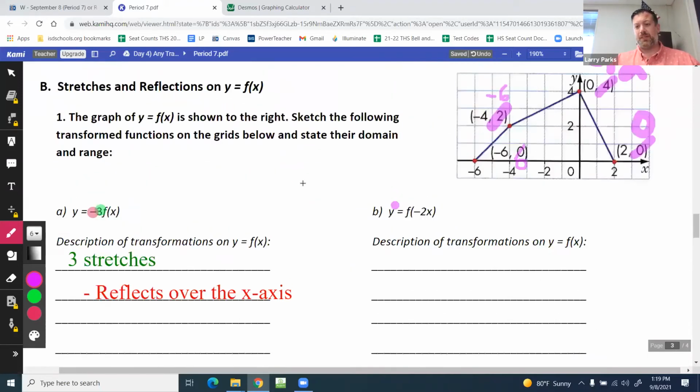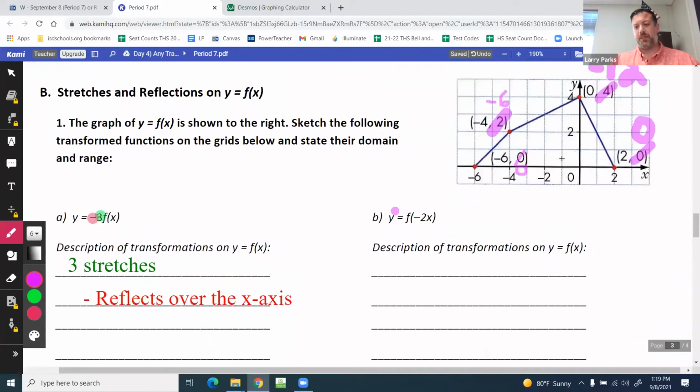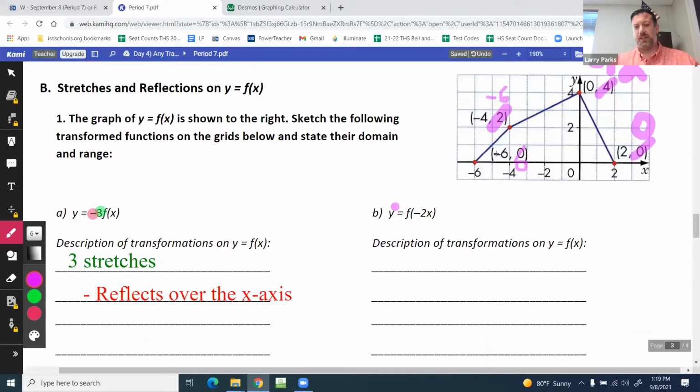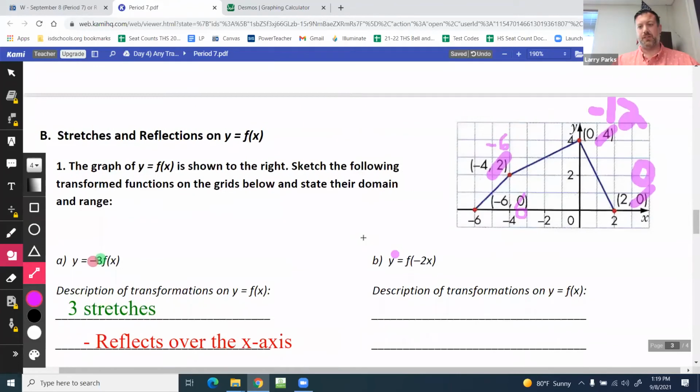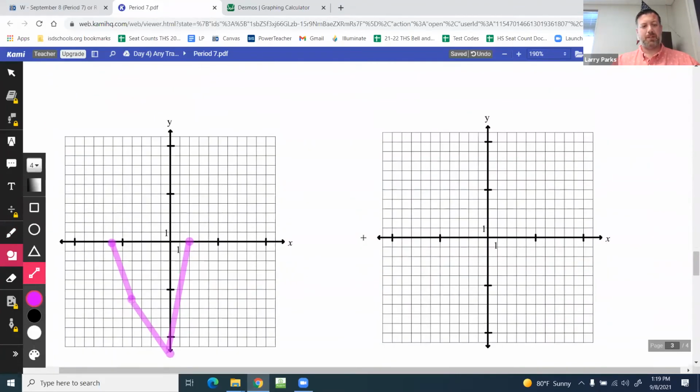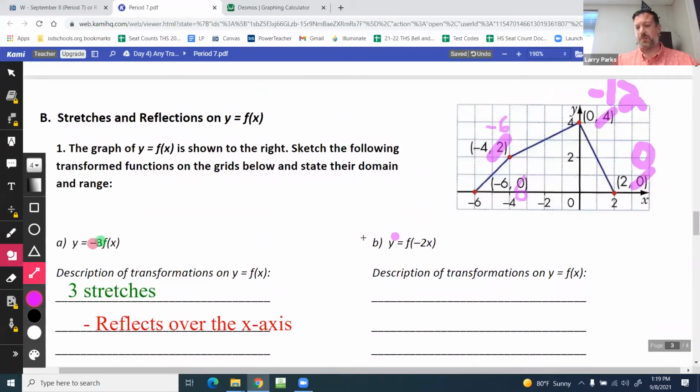So what happened was we took this picture, we flipped it over, so it's going to be under, and we stretched it by a factor of 3. So it's going to look the same, but it's going to be kind of skinnier, a little more stretched out. And so that's what it's going to look like. It's going to look like from here to here, and then here to here, and then there to there. So notice, pretty much the same shape, just flipped over and stretched by a factor.